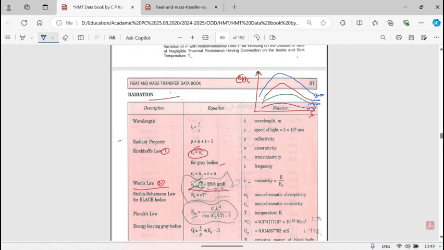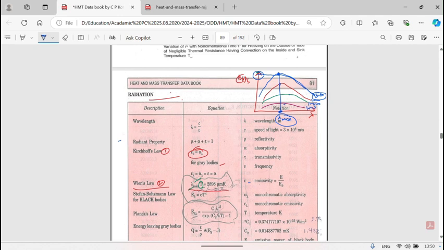For each temperature line, we attain some peaks. So for the 3000 Kelvin temperature line, it attains a peak. The wavelength at that particular peak is nothing but lambda max. The wavelength corresponding to the peak is lambda max, and at that point the emissive power is maximum.